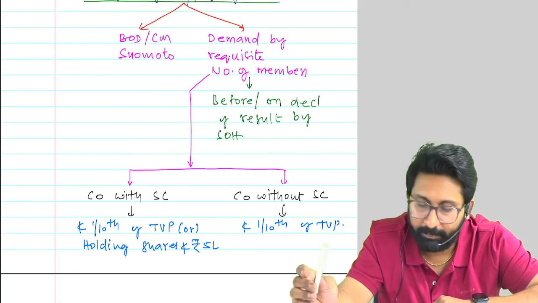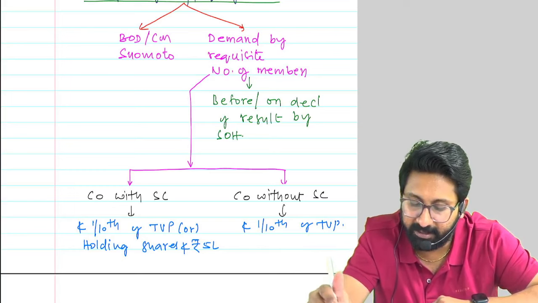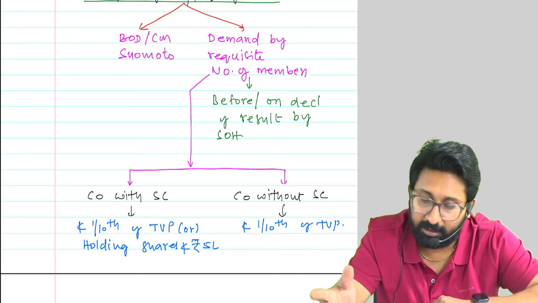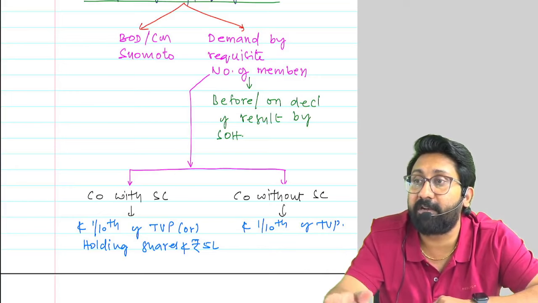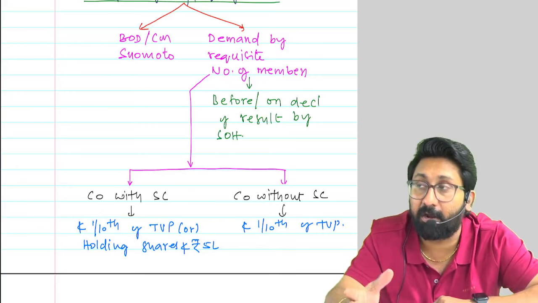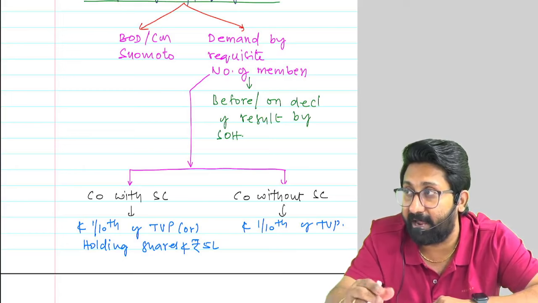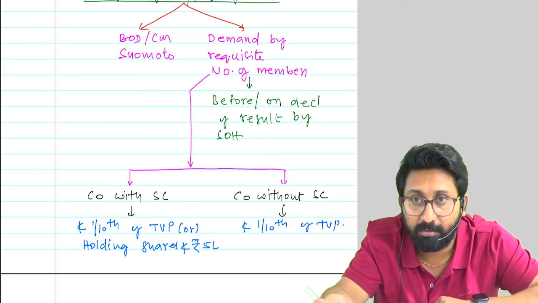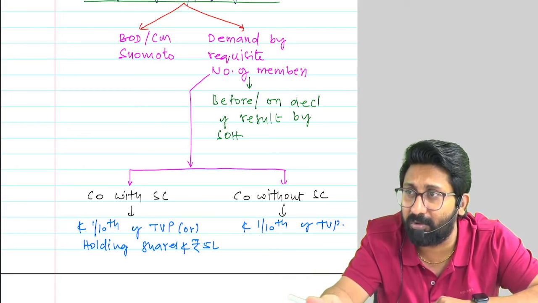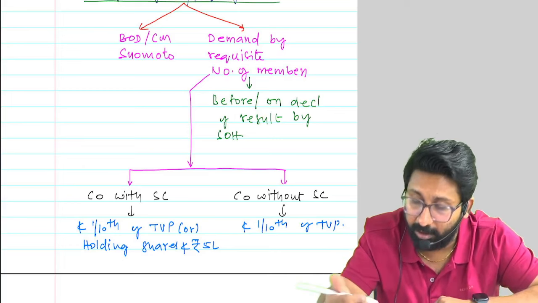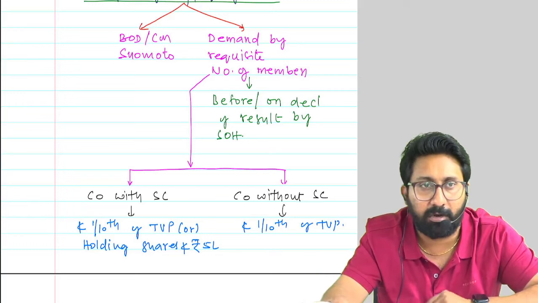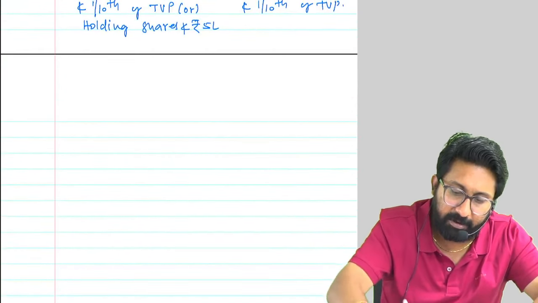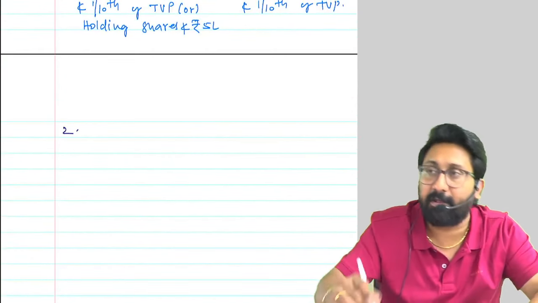Okay. Now tell me, first one is company with share capital. Who can? Members holding 1/10 of the total voting power or members holding not less than 5 lakh. What can they do? They can demand a poll. Next, company without share capital, not less than 1/10 of the total voting power. This is point number one. All important points when I am writing, write down along with me.